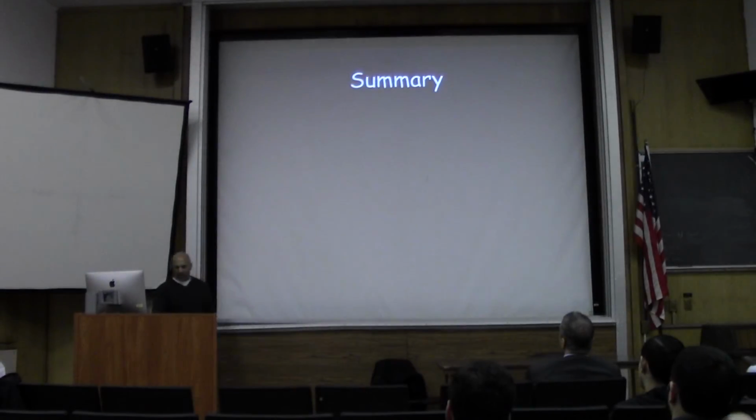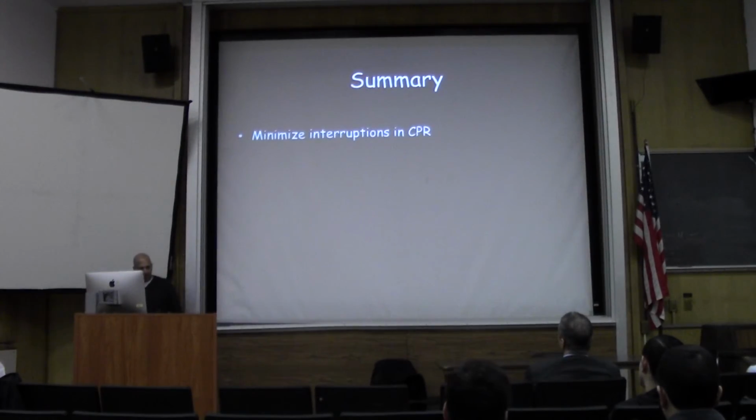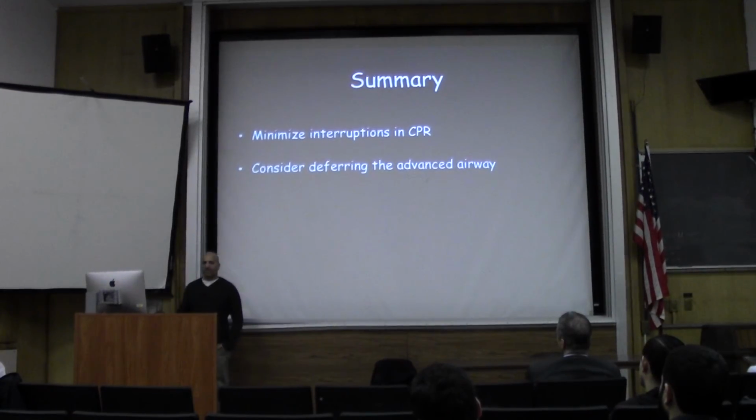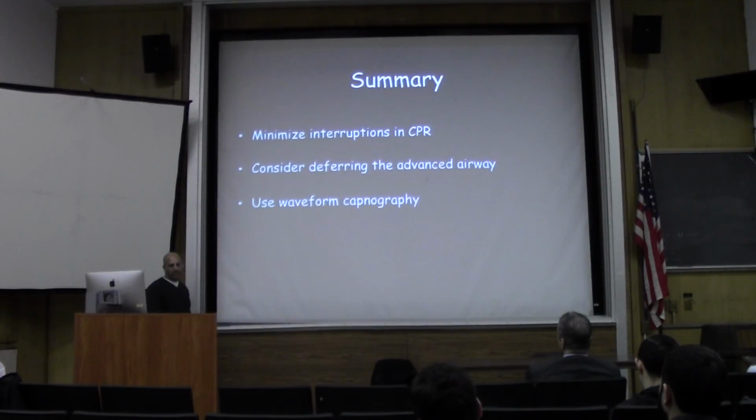All right, so let's summarize. Minimize interruptions in chest compressions. We talked about how interrupting chest compressions can lead to a fall in coronary perfusion pressure. Along those lines, consider deferring the advanced airway. If you are going to place it, maybe place an LMA, which is quicker and will not stop compressions for too long. Use waveform capnography. Get used to using it. There are multiple uses for it. Confirm your ET tube. Monitor your CPR quality. Detect return of spontaneous circulation, and you can also use it for deciding when to stop the resuscitation.